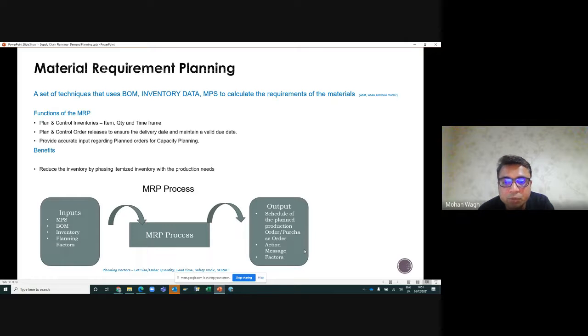And then it gives the output as a schedule of the planned production orders or the purchase orders, so that we can commit to our customers, or maybe we also can coordinate with our suppliers to get those items well in time, so that our machines don't stop. It also gives us some action messages which, as a planner, we need to take to ensure that our plan is valid. And then some of the factors.